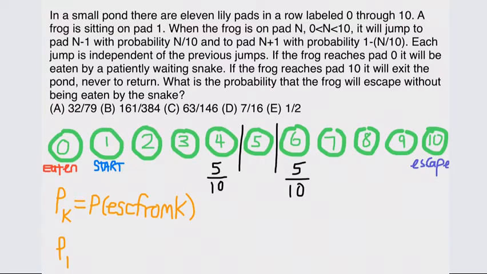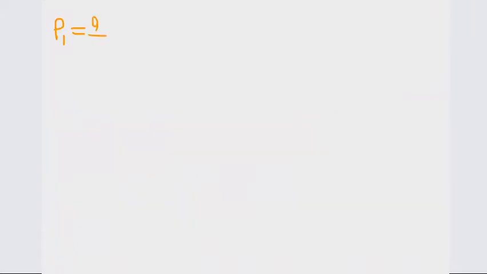So p1 is equal to, well, if we look back here, there is a 1 minus 1 over 10, which is 9 over 10 probability that the frog will jump to pad 2 from pad 1. So 9 over 10 times p2, which is the probability it will escape from pad 2. Now what is p2? Well, there is a 2 in 10 chance the frog will jump to pad 1 from pad 2. And also, that means there's an 8 in 10 chance it will jump to pad 3 from pad 2.